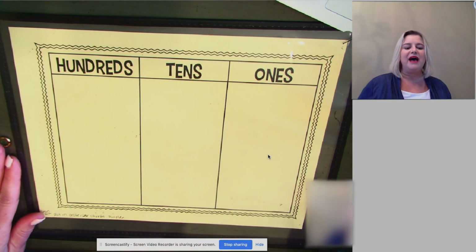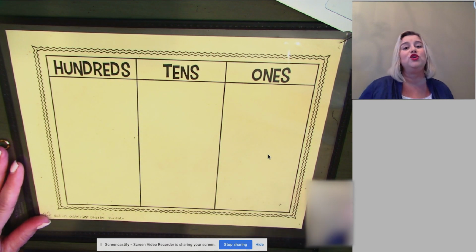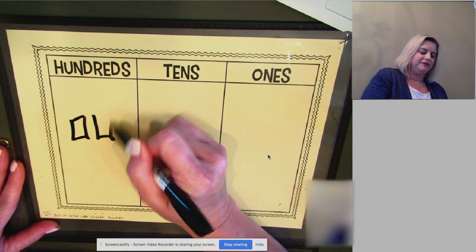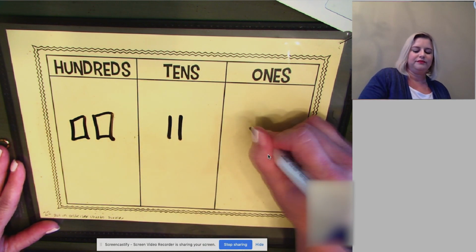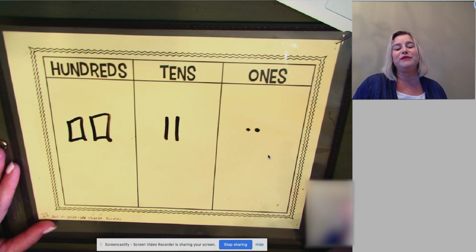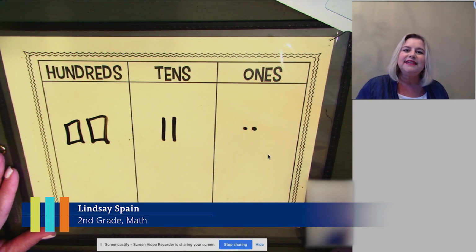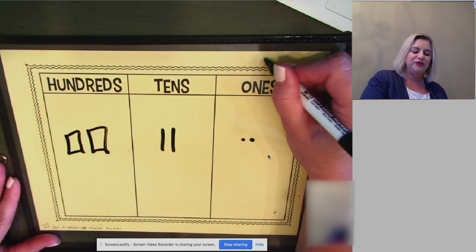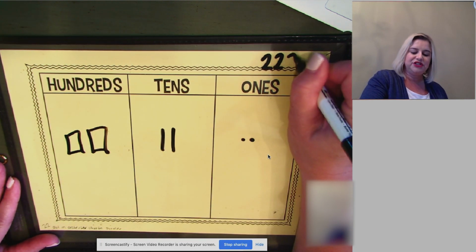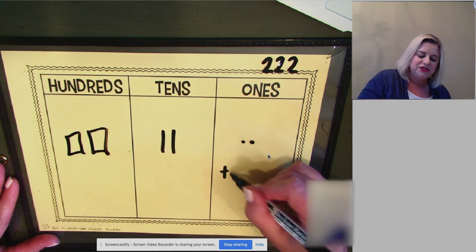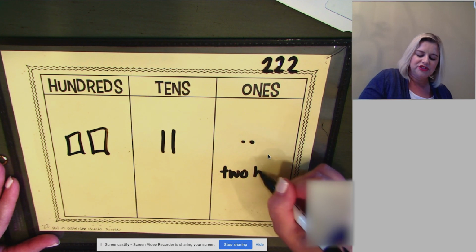Okay, this time I'm going to draw it out and then you're going to write the number that I've drawn. Are you ready? Now, can you write that number on your paper? You're right, it's 222. Way to go, boys and girls. Let's label it. So we can do 222 at the top. And we always have our words. 222.